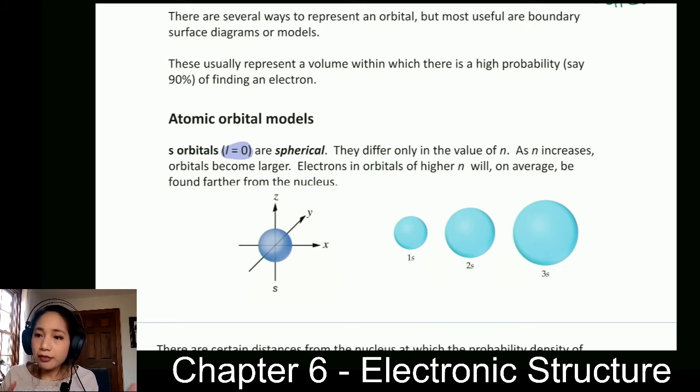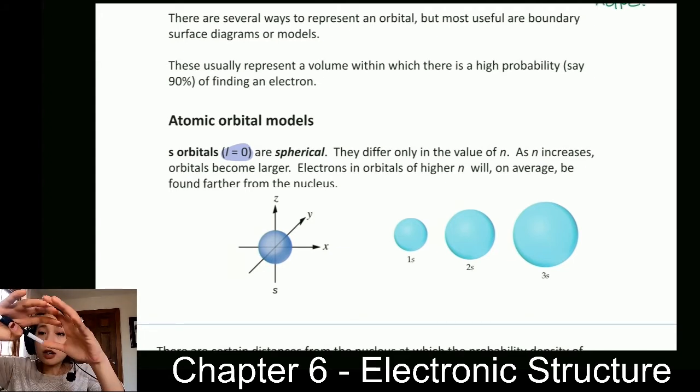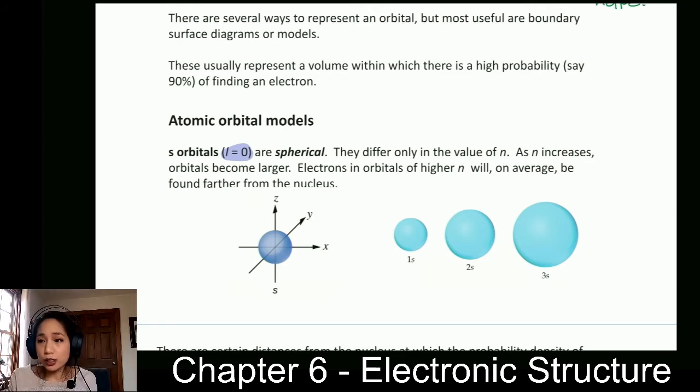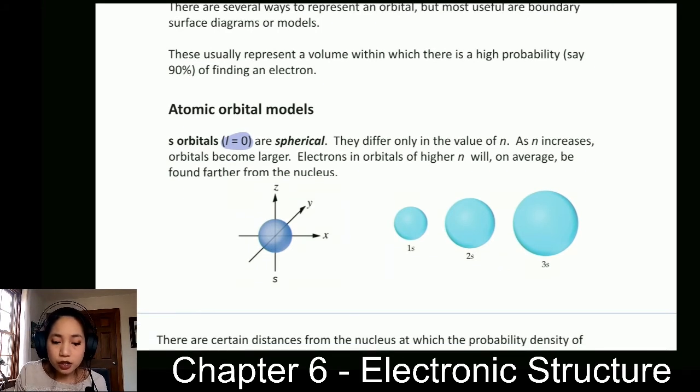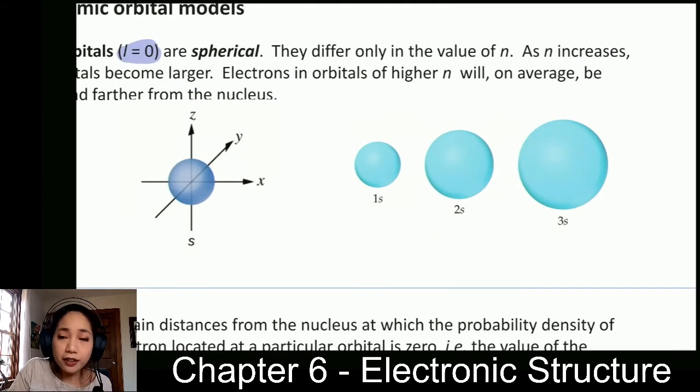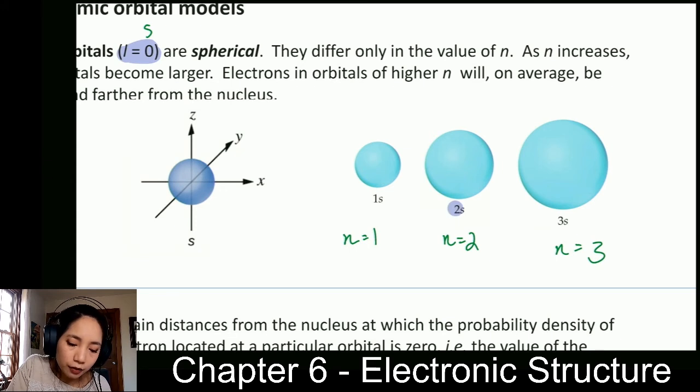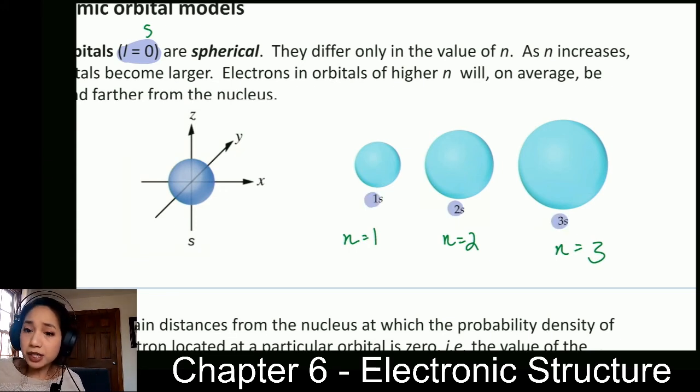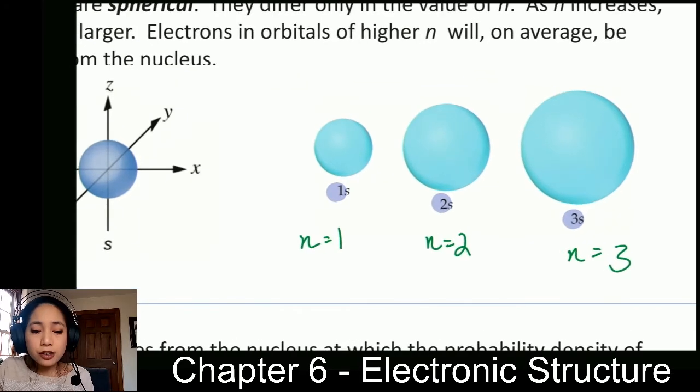But remember, you can have l equals 0 within all of your different n equals 1, 2, 3, 4, 5, right? As n increases, the total volume or size of your s orbital increases. And that's what you see here. In these 3 representations, you have l equals 0 because we're looking at the s orbital. This is an n equals 1 s orbital, so you see it's the smallest. Then in the next one, you have n equals 2, and n equals 3, because the first number out front tells us the principal quantum number. And so you see the size of the s orbital increases.